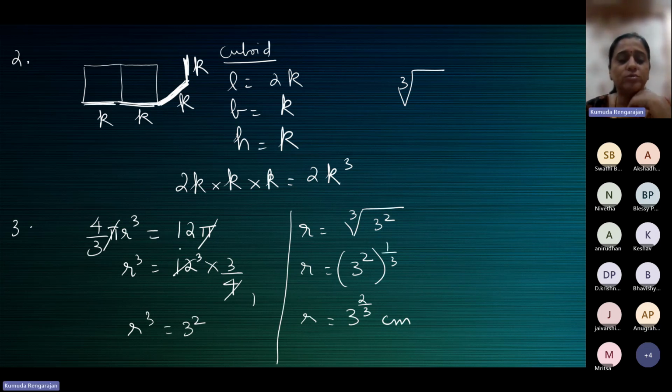Four by 3 pi r cubed is equal to 12 pi. Pi gets cancelled on both sides. R cubed is 3 square. Four ones are 4, threes are, so 3 into 3, 3 square. So r is equal to the cube root of 3 square. Cube root in the exponential form is to the power 1 by 3. So we get 3 to the power 2 by 3.